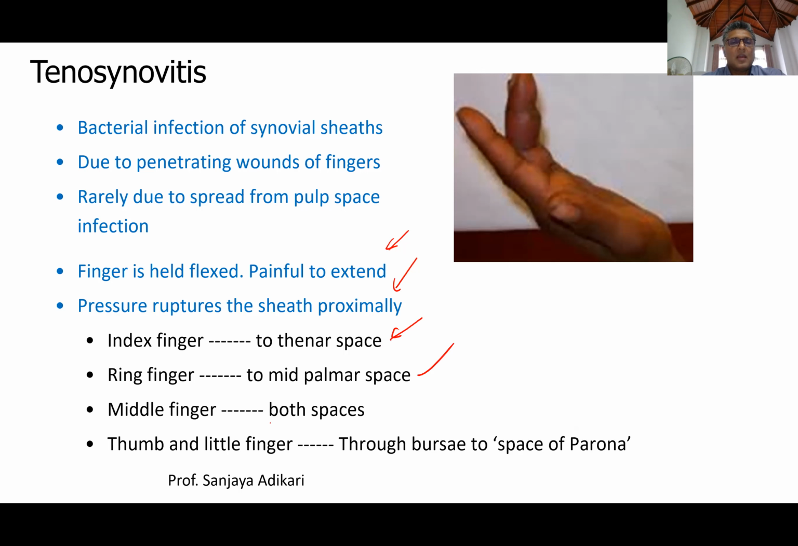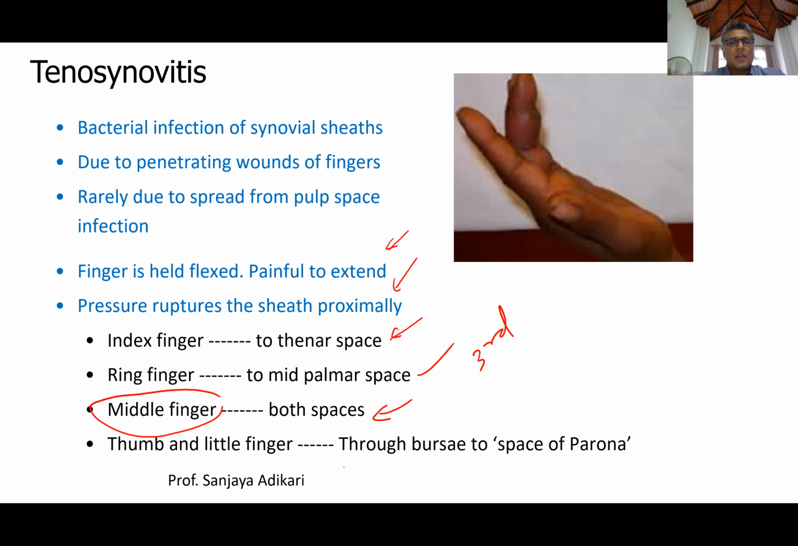But for the middle finger, since the lateral septum is attached to the third metacarpal bone, which is the metacarpal bone of the middle finger, the infection can spread either into the thenar space or the mid-palmar space, because the tendon can be on either side sometimes. That is the reason, I think. So it can spread into both spaces depending on the situation.